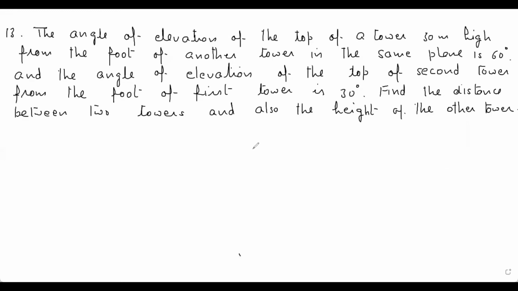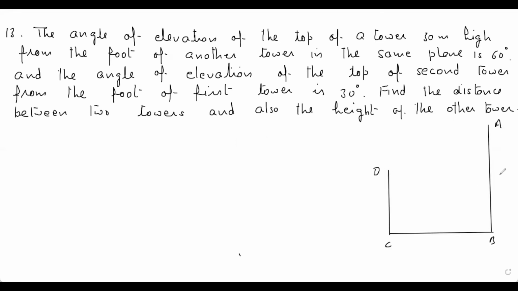Now the 13th question of exercise 8.4 is, the angle of elevation of the top of a tower 30 meter high from the foot of another tower in the same plane is 60 degrees. And the angle of elevation of the top of a second tower from the foot of first tower is 30 degrees. Find the distance between the two towers and also the height of the other tower. Now I'm going to draw its figure.